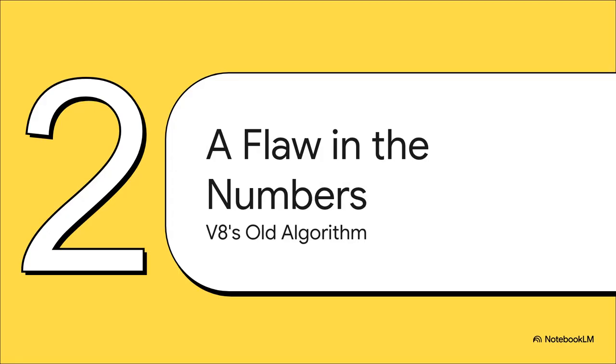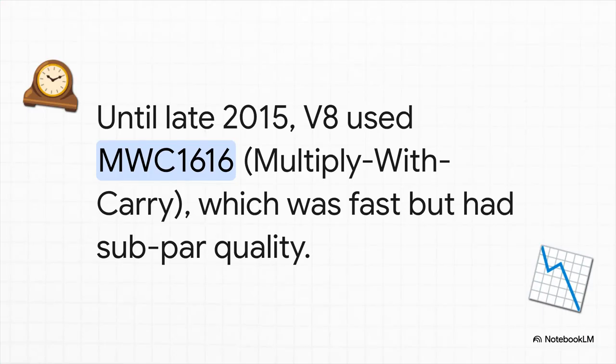For a long time, the Math.random function in Chrome's V8 engine, the engine that powers a huge chunk of the web, used an algorithm built on this kind of simple, fast idea. But as it turned out, that speed came at a pretty steep cost. The algorithm was fundamentally flawed. The algorithm was called MWC1616, and up until late 2015, this was the little engine behind Math.random for millions and millions of us.